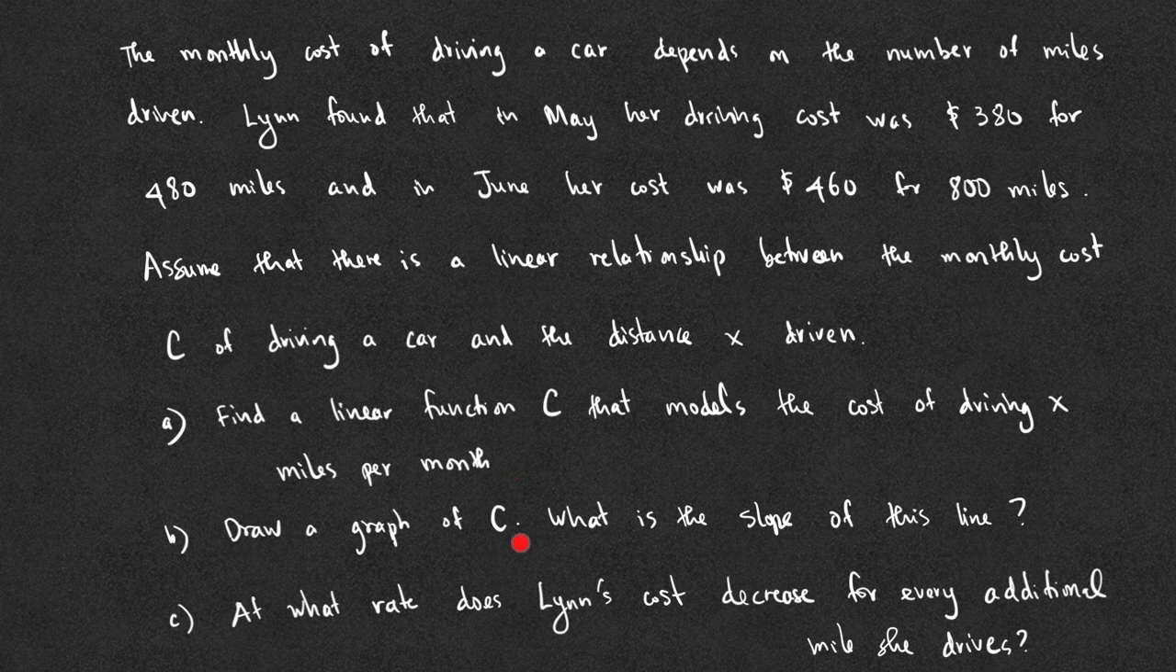Draw a graph of C. C is the linear function that we found in part A. What is the slope of this line? C. At what rate does Lynn's cost decrease for every additional mile she drives?